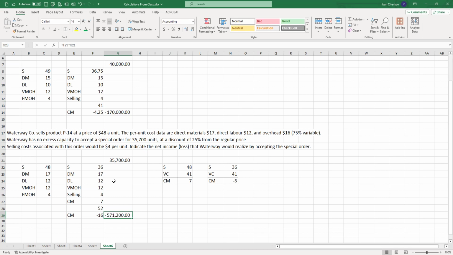Once you listen, this is the major rule. If you don't have excess capacity, you have to add the contribution margin loss, because you're stopping the regular sales and giving it to this guy. That will be your opportunity cost. Okay, that's the challenge with this question that you may see on the assignment. Let's move to the next one.